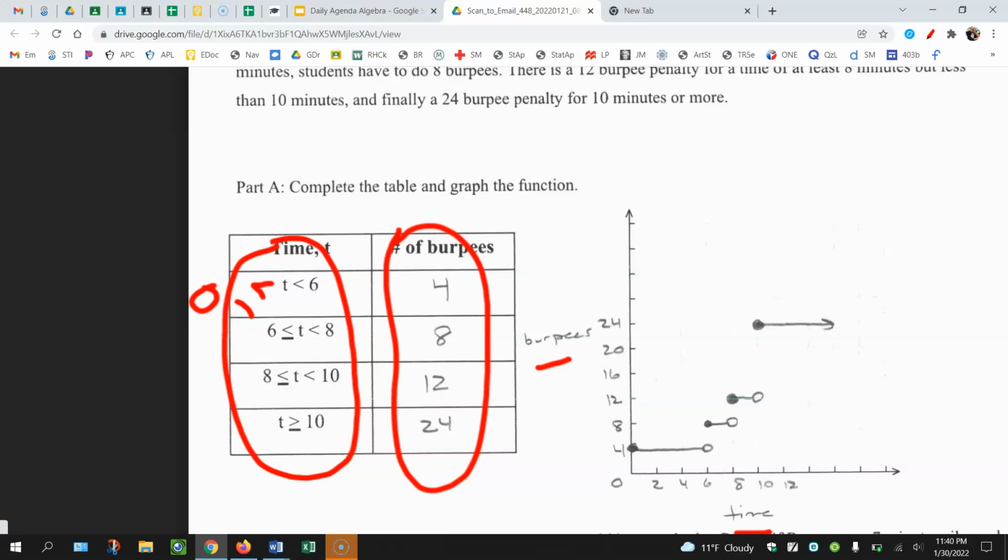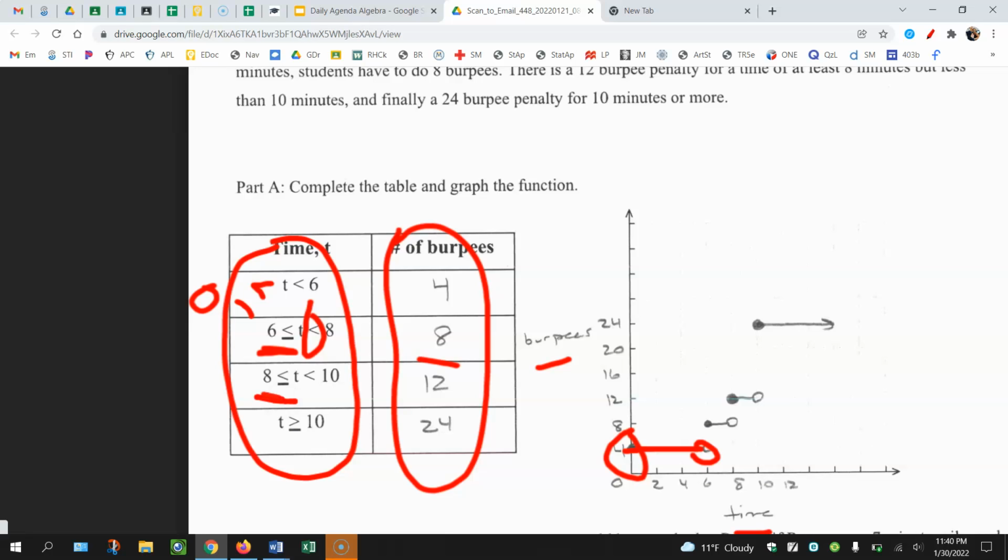So the time is less than 6, but it's got to be at least 0. So that's why you're going to see this closed circle at 0. The number of burpees is 4 all the way up to 6, and then you see that open circle. Then as soon as somebody runs a 6-minute mile, that's going to be a closed circle because it's got that equal to part all the way up to 8 minutes, but not including the 8 because it doesn't have the equal to. It's going to be 8 burpees. So that's why you see closed on the left, open on the right, that next step.